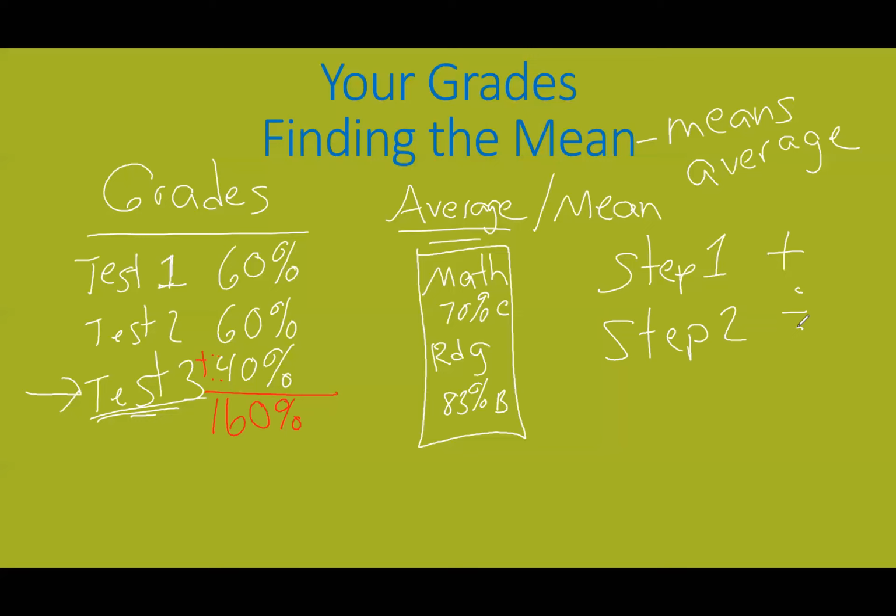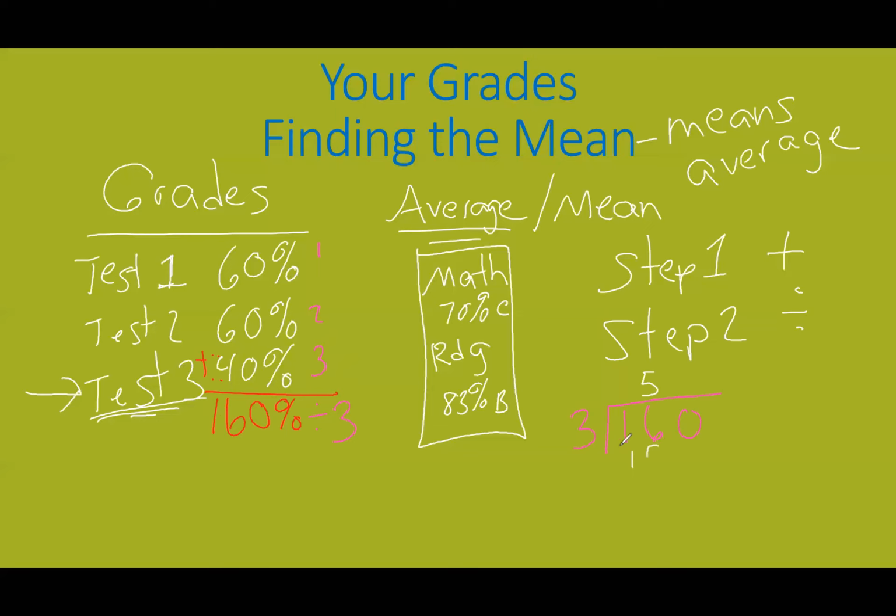But we're not done yet because we still have to do step 2, which is to divide. And what we divide is we take this number and we're going to divide it by 1, 2, 3. Because you see how there are 3 grades? We're going to divide it by 3 grades. So let me do it over here where I have some room.